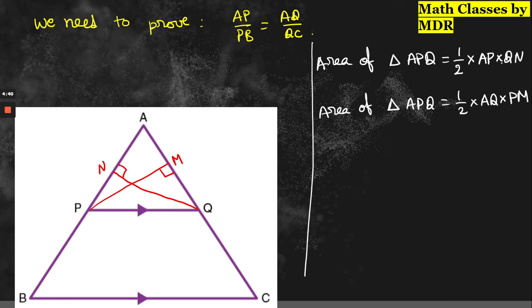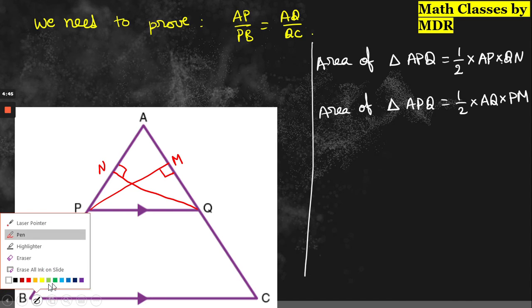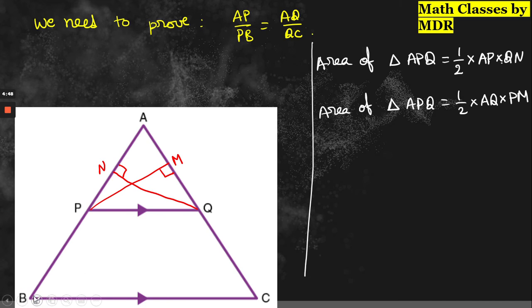So now let us divide this BPQC into two triangles.